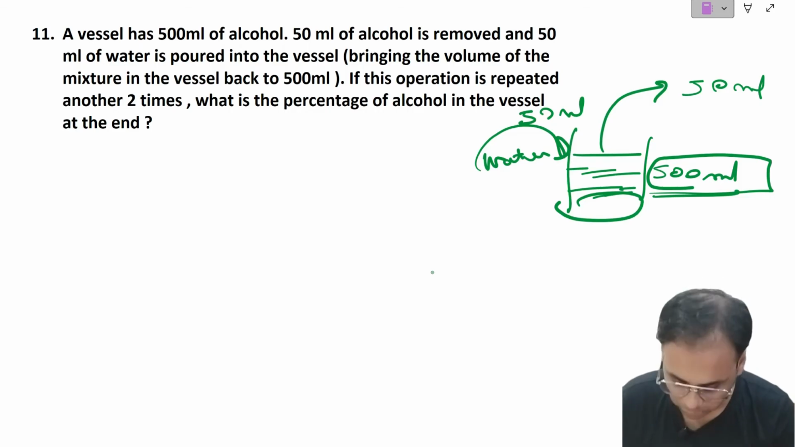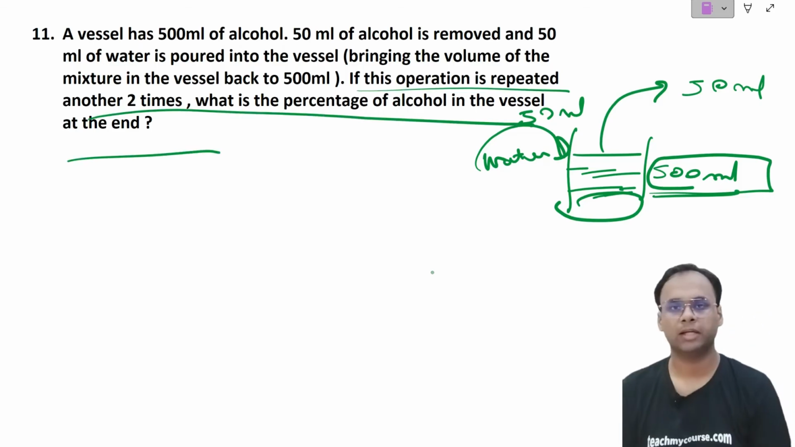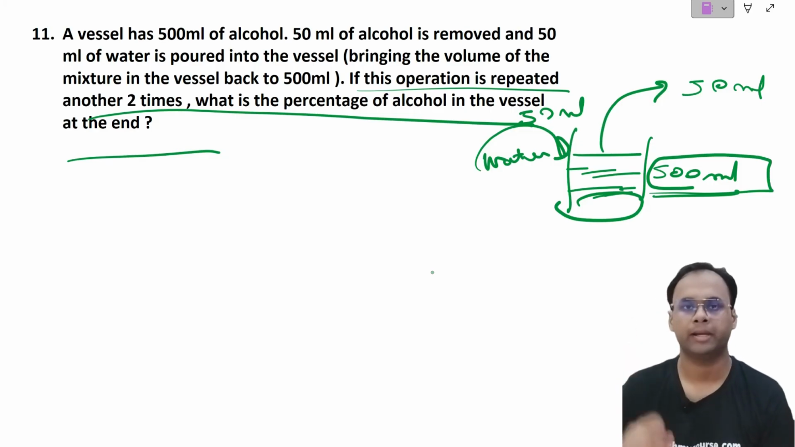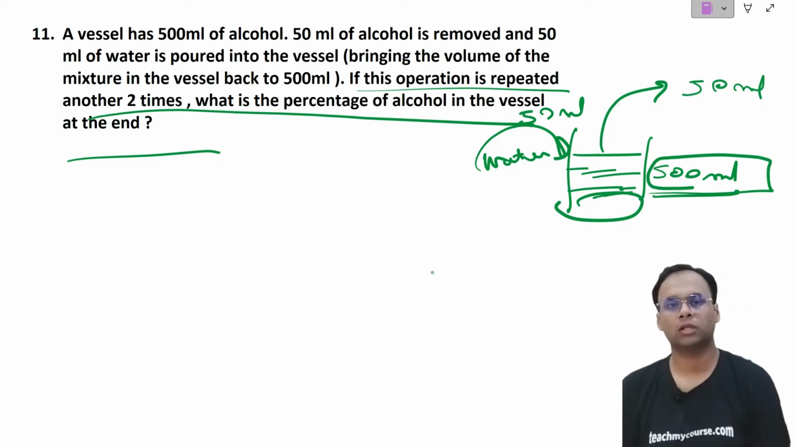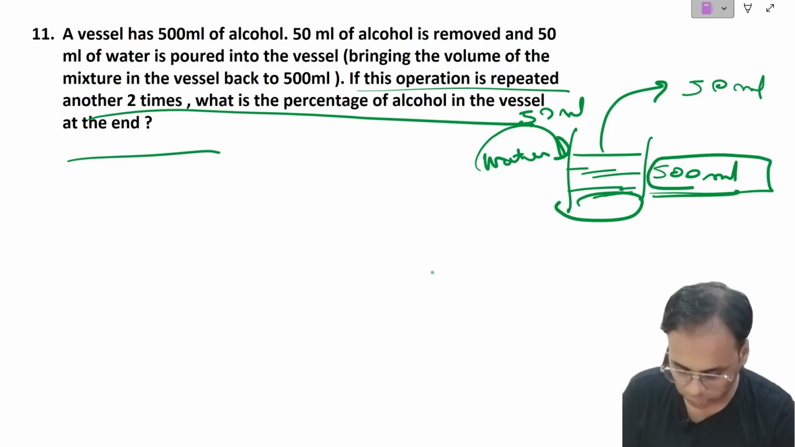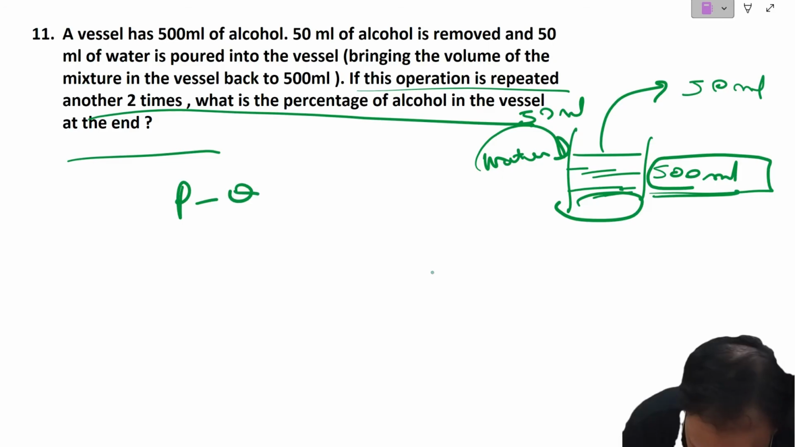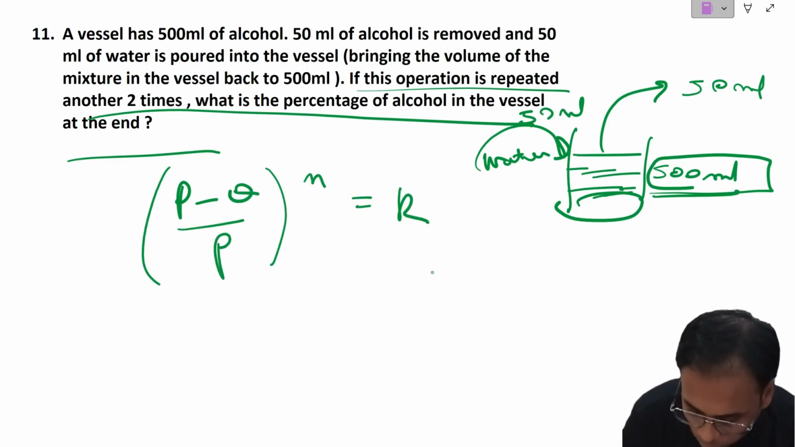It says if this operation is repeated another 2 times, what is the percentage of alcohol in the vessel at the end? So overall, the question says this operation is being performed total 3 times. There is a simple formula which I am going to give. Just note it down to solve such sort of questions. These are known as mixture based questions. For these, you have the formula (P minus Q) divided by P, raised to the power N, equal to K.